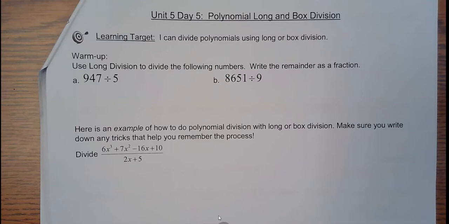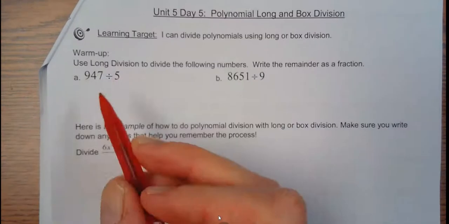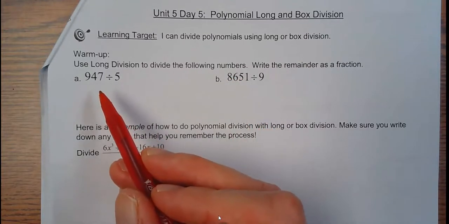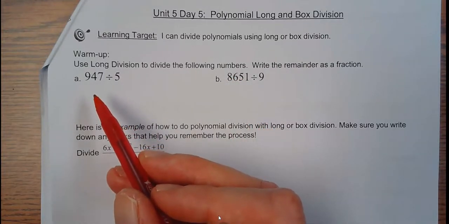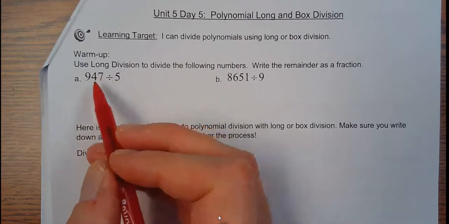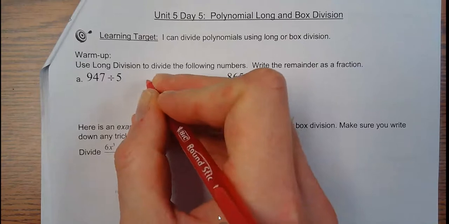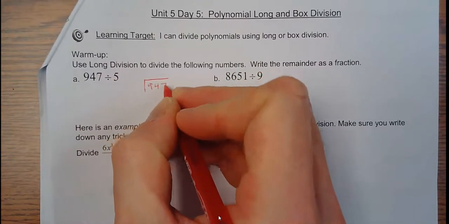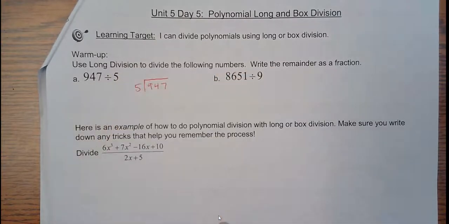So let's use, it's kind of a quick little warm up here. Let's use long division to divide these numbers. So this is a skill you learned a long time ago, and then you probably forgot it. So first off, when it's written like this, you have a box. What number goes inside the box? It's the first number. So 947, and then the 5 goes on the outside.